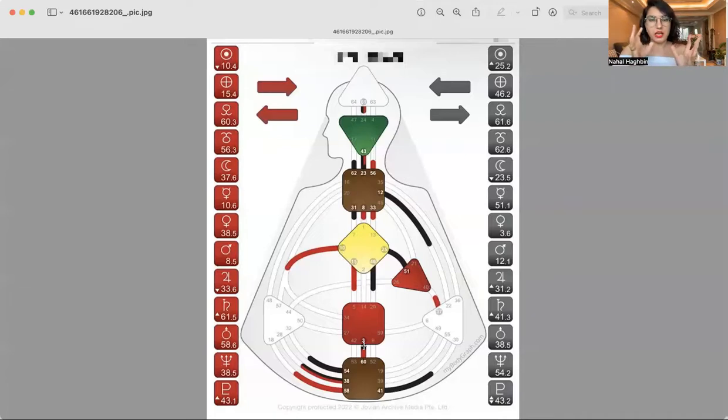Human design is basically a system of knowledge that combines the yogic chakra system, the Kabbalah, the Chinese I Ching, the astrological systems, as you can see on the left and the right, mathematics, physics, and quantum physics as well. So it's so many things combined into one.